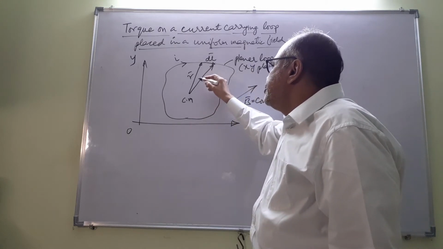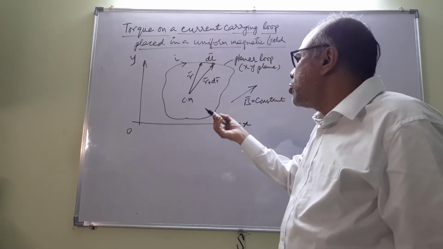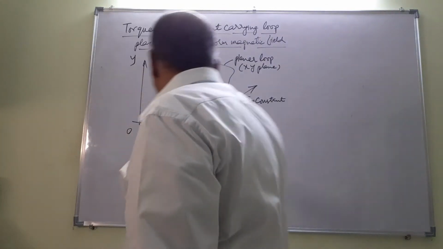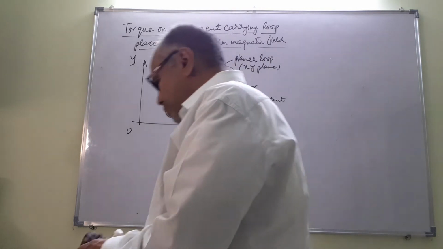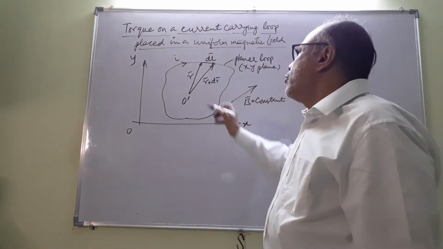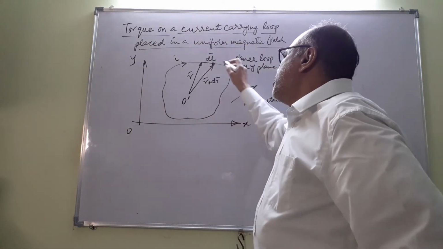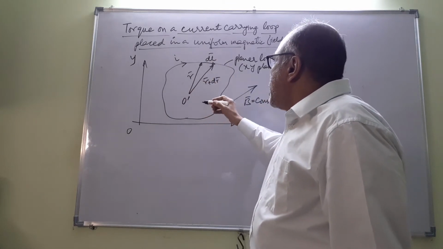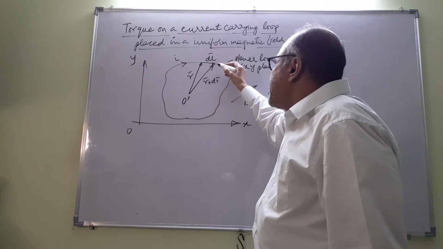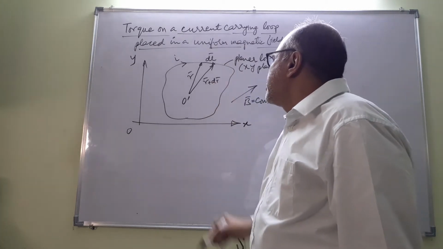It could be the center of mass or it could be any point on the loop, need not be the center of mass. I will call this some O dash. So from O dash on the plane of the loop, I have shown a position vector r. I have also shown a position vector r plus dr, slightly more than that, at a different position.